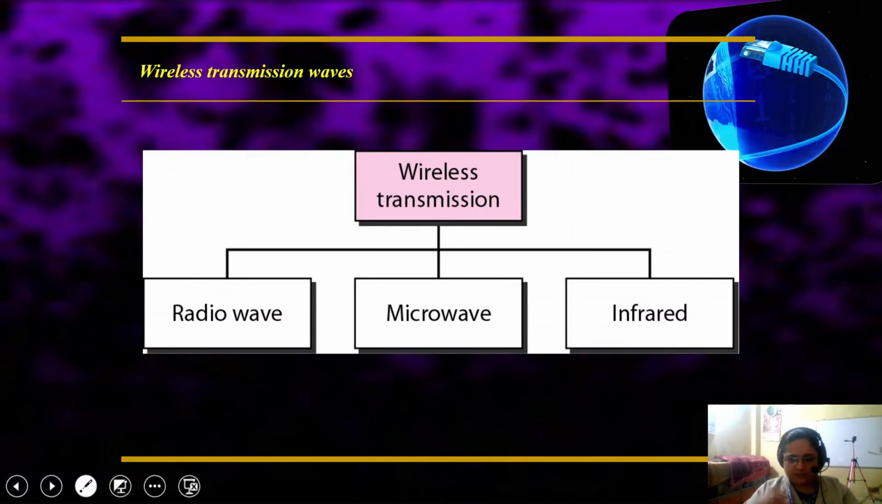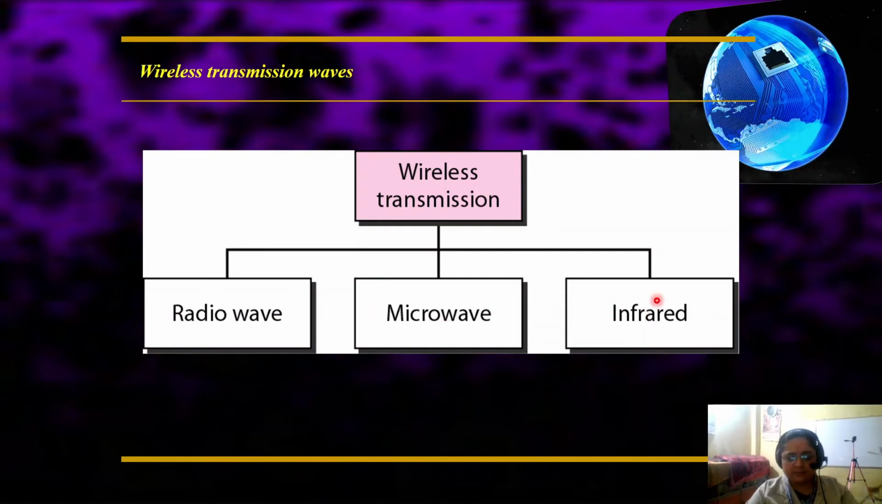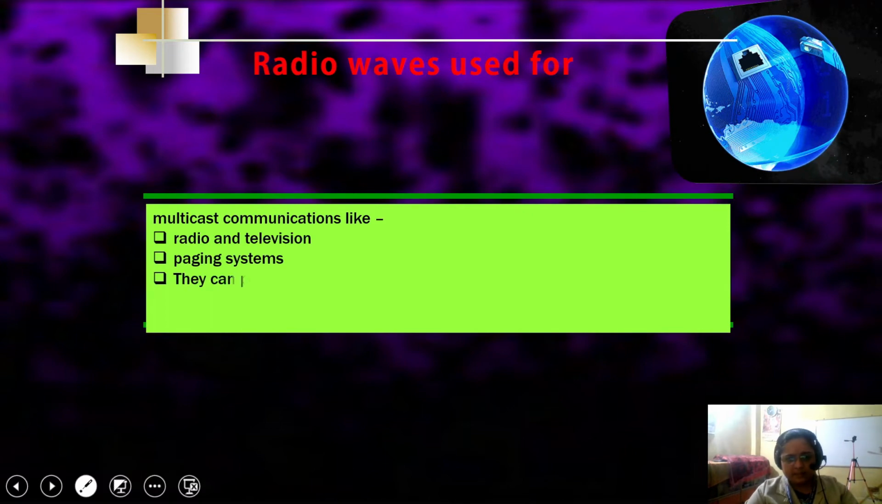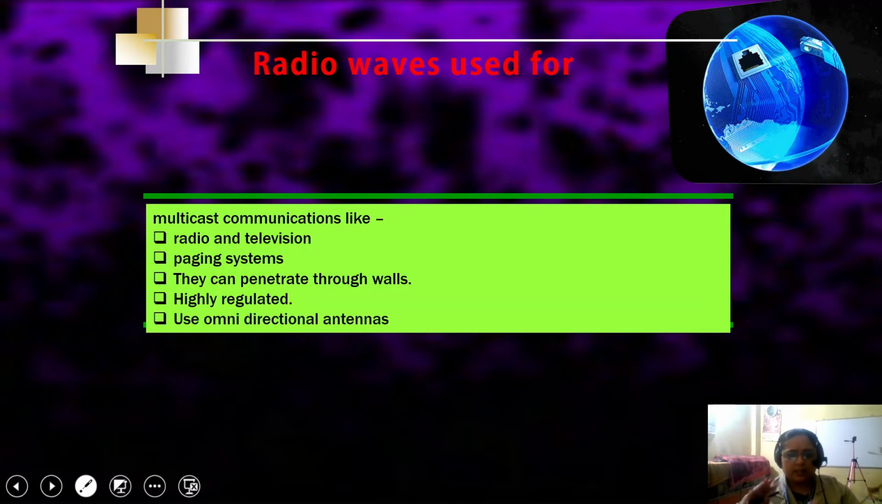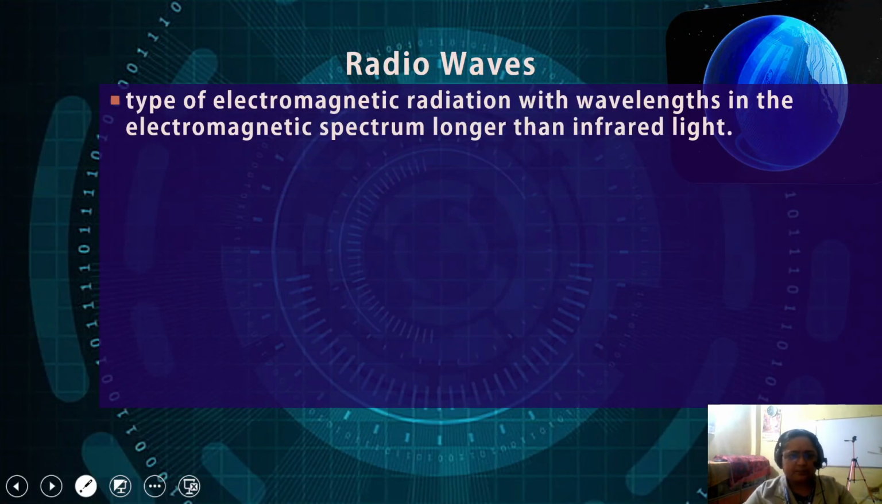So wireless transmission waves are usually divided into three types: radio waves, microwaves and infrared waves. Radio waves are used for multicast communications like radio and television, and paging systems. They can penetrate through walls because they usually have higher wavelengths. They are highly regulated, and you can even send them using omnidirectional antennas, that is, antennas which emit radiation in multiple directions.